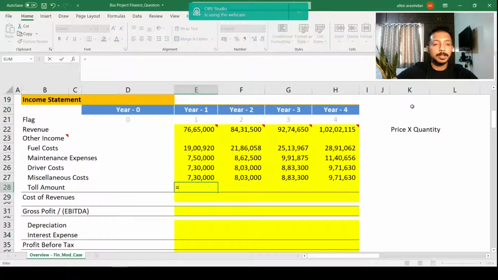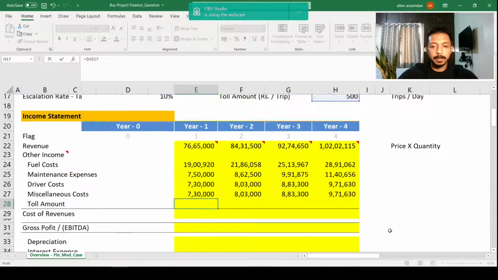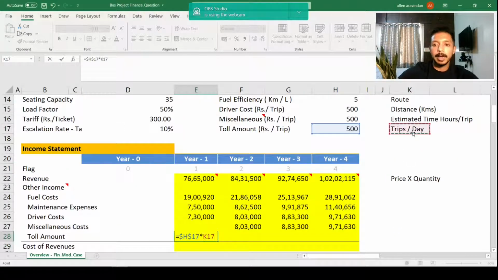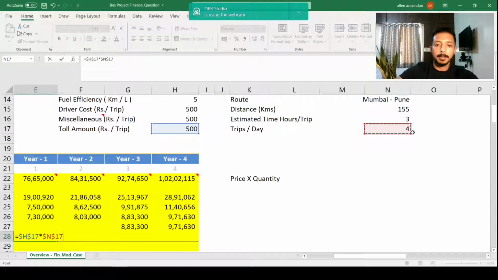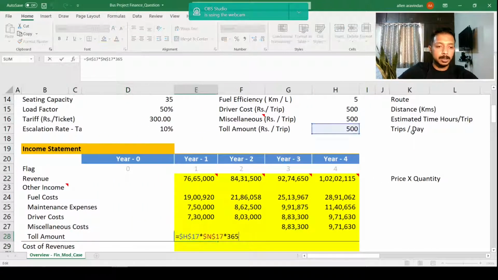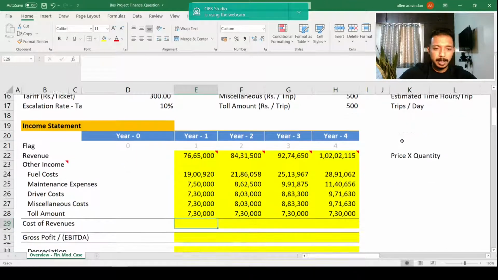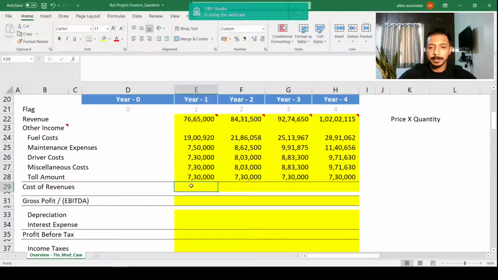And finally, the last operational cost, which is the toll amount. So let's take the toll costs. That's about 500 rupees per trip, multiplied by 4 trips a day, multiplied by 365. That should give us the entire toll amount expenses for the entire year, right? Now, toll amount does not increase. There's no assumption that the toll amount is increasing year on year, and generally it does not. It typically tends to change after a gap of about 3 to 4 years, when the toll amount actually increases, right?